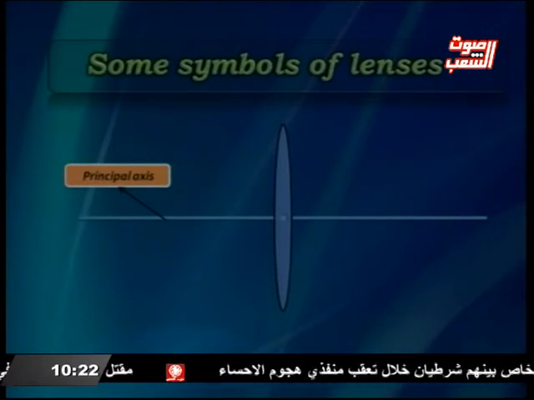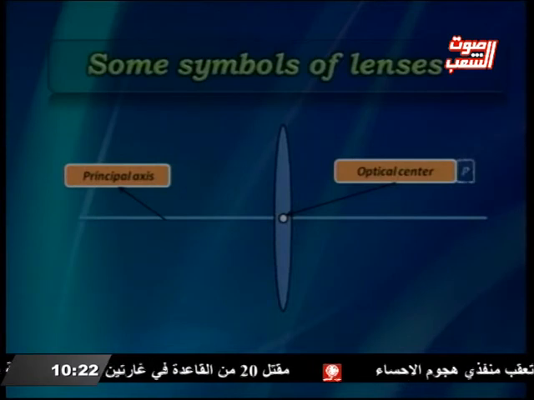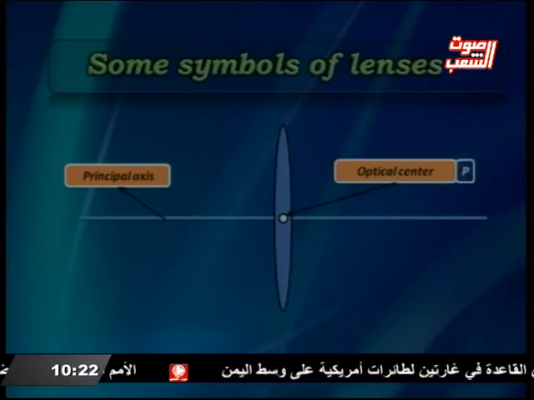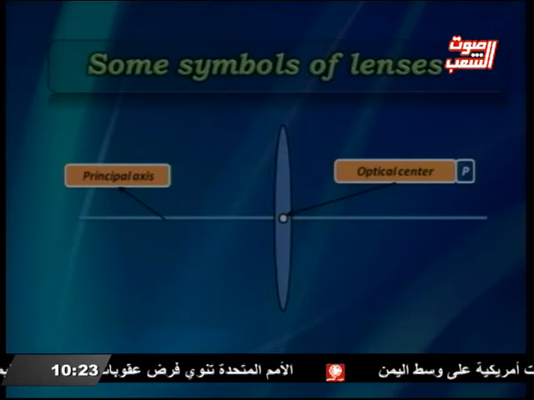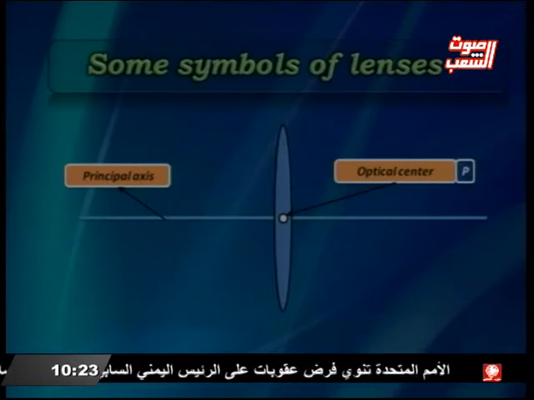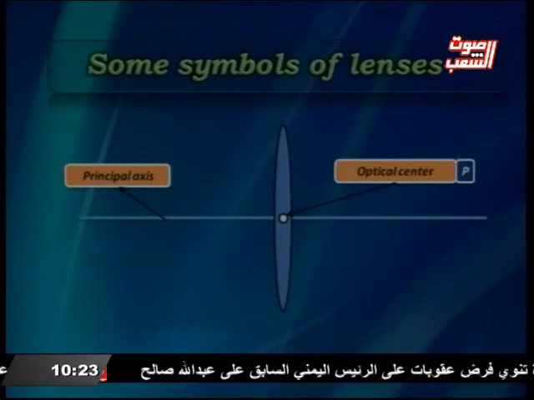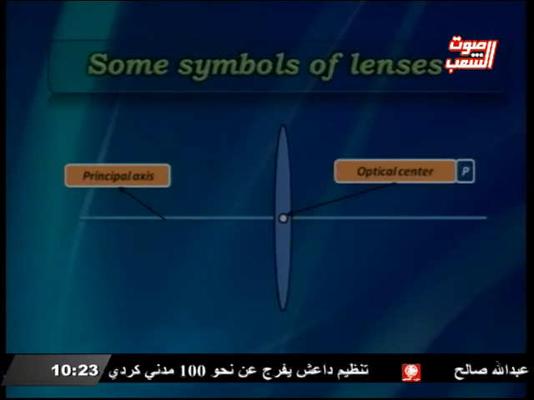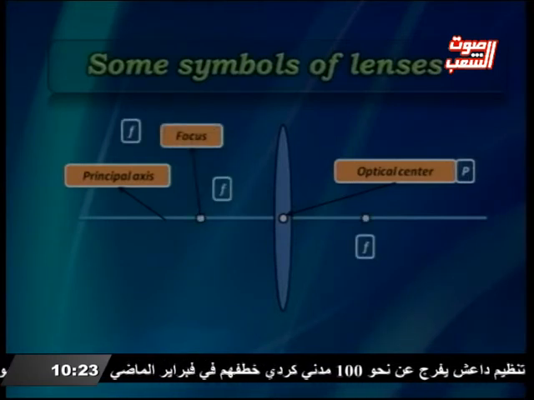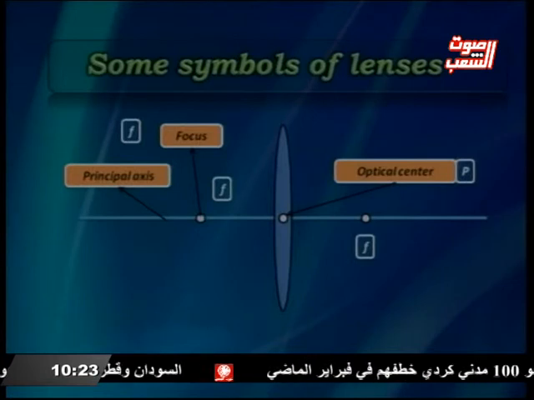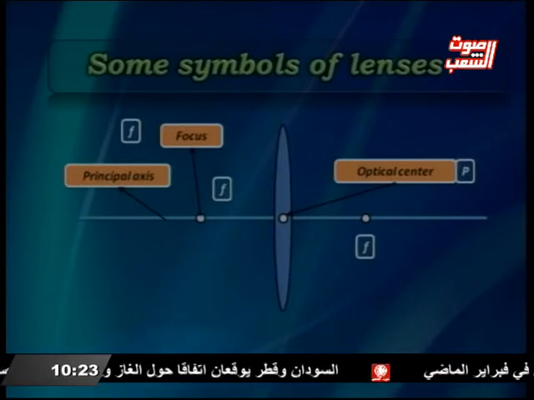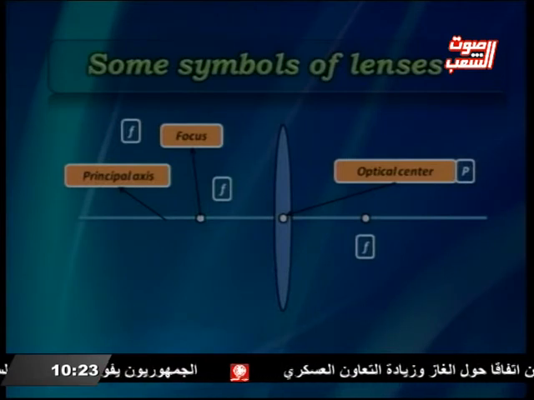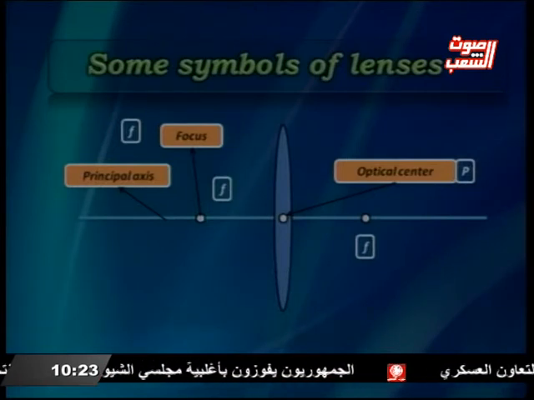The second thing we have is an optical center. It's a very, very important point in the lens, whether a convex lens or a concave lens. Its symbol is P. P is the optical center. And we have another thing here, the focus. We have F. F means focus. And how many focuses do we have here? We have two focuses, or two foci.